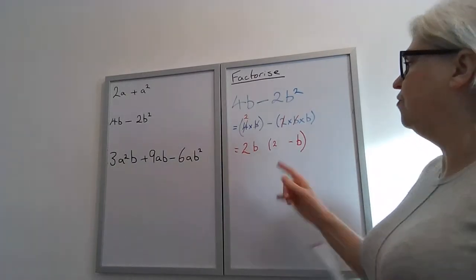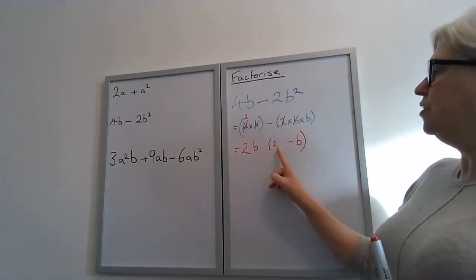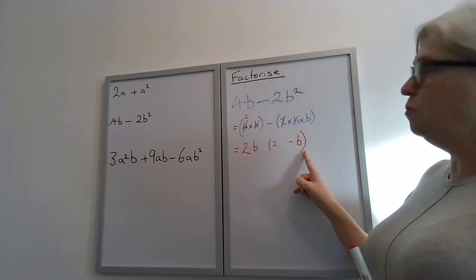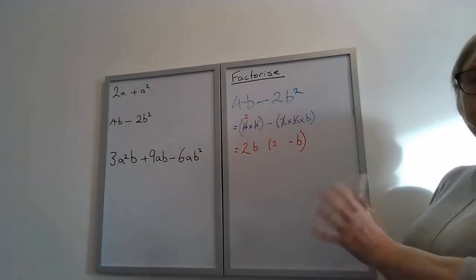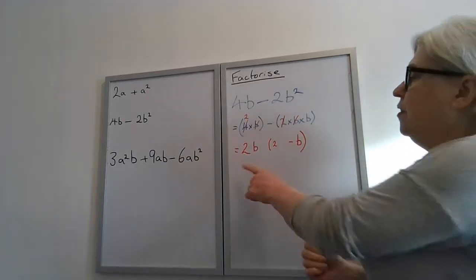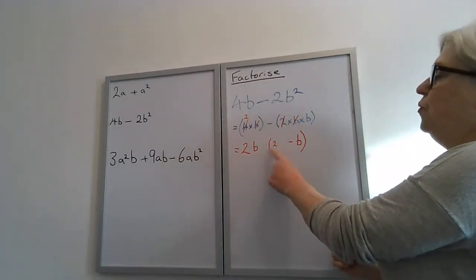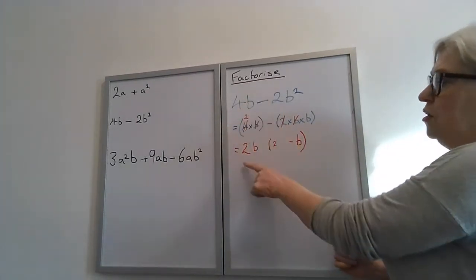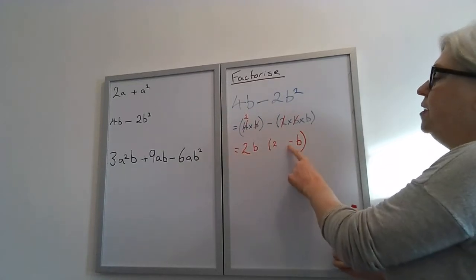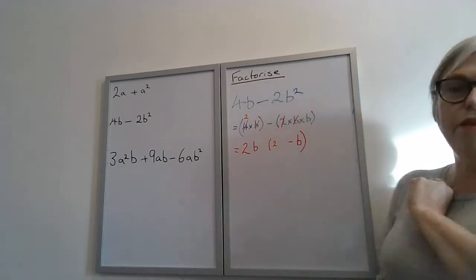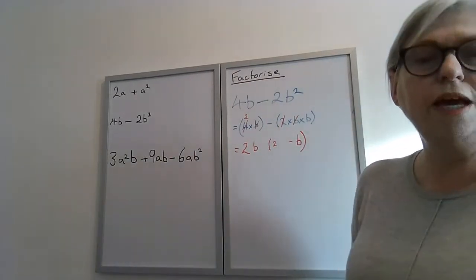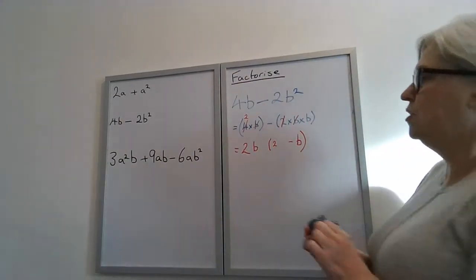So that gives us 2b, open brackets, 2 minus b, close brackets. If we wanted to just check that to make sure that we're going to get back to the original thing, then we say 2b times 2 is 4b, that works, and 2b minus b, times those together, we get minus 2b squared, so that works too. Okay, let's try the last one.